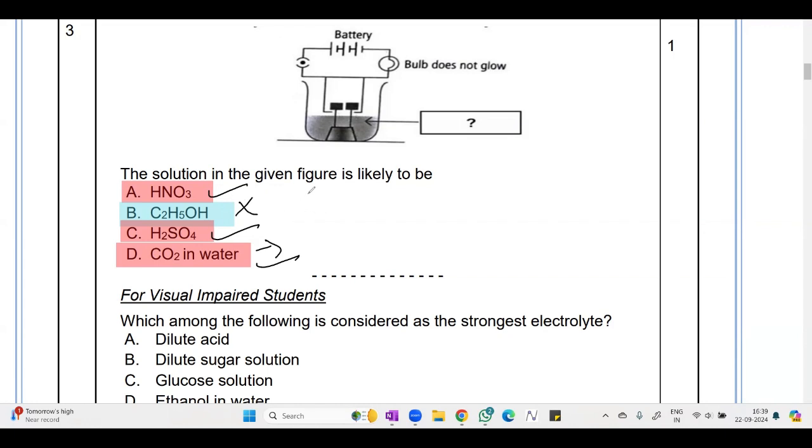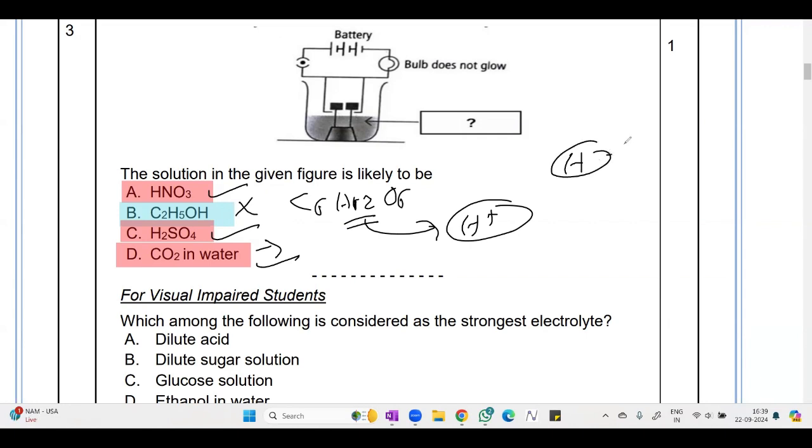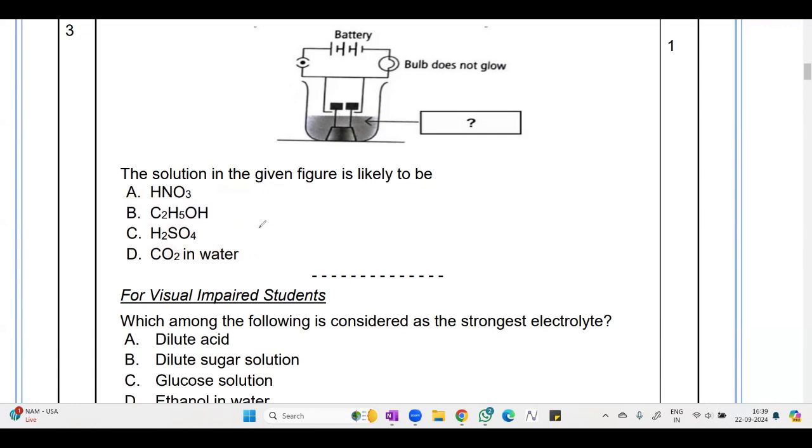Glucose is C6H12O6. In spite of having so many hydrogens, it does not conduct electricity because it does not release H+ ions. So figure out, it's not the presence of hydrogen in the molecule which is responsible for conduction of electricity. The condition is whether it is releasing H+ ions or not. So the correct option is B in this case.